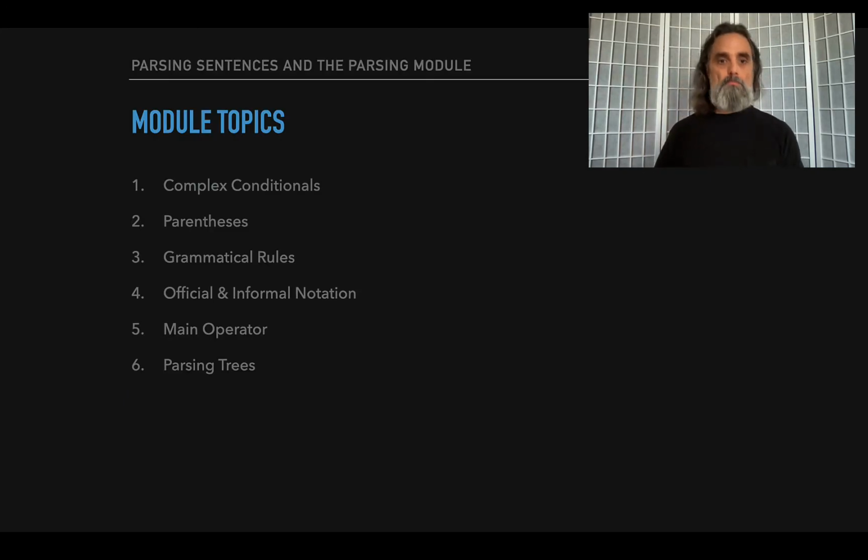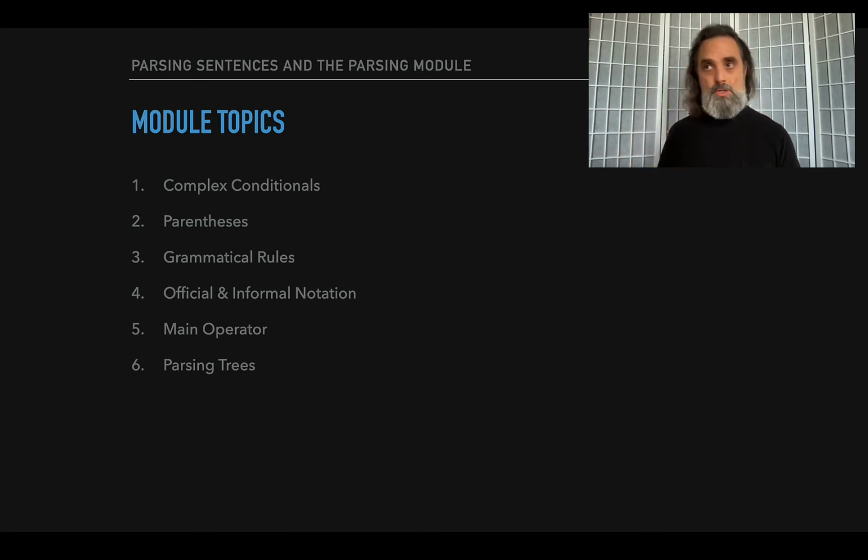So far we've learned about complex conditionals, and that when we symbolize them we can use parentheses to avoid ambiguities. We have specific rules for how parentheses show up in our language and don't, and official and informal notation for when we can sometimes drop parentheses. We have the idea of a main operator and a parsing tree.